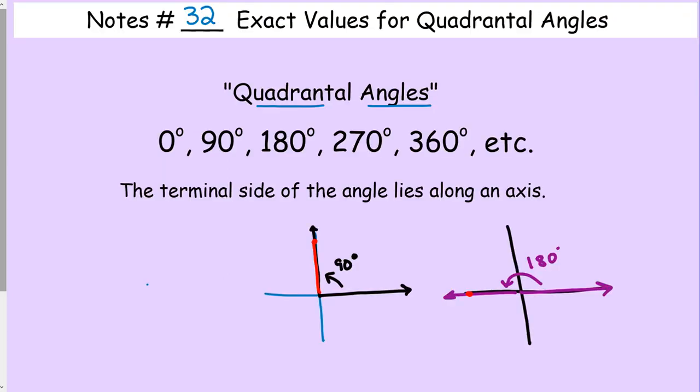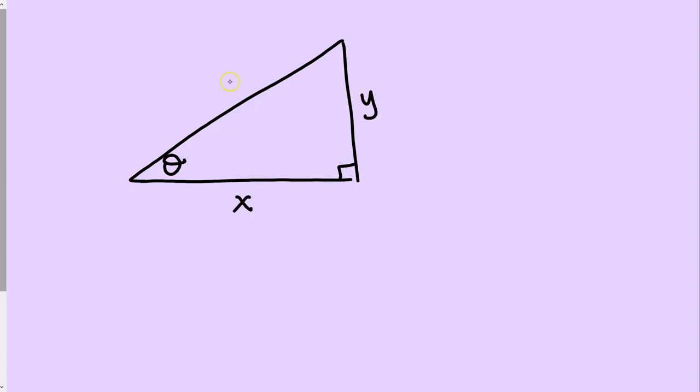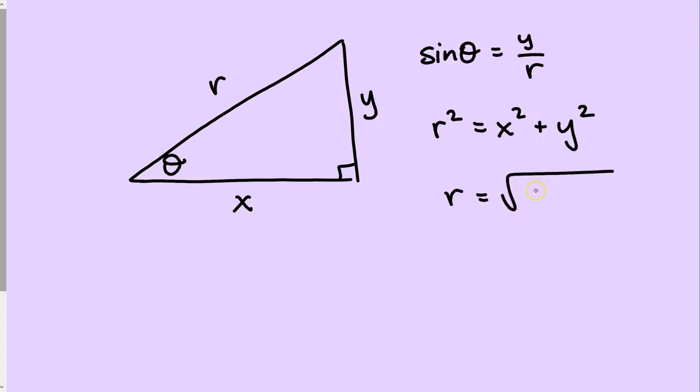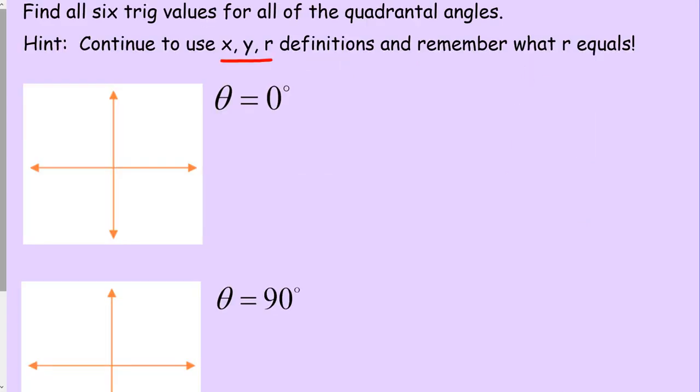So let's review the xyr definitions. So you have a right triangle, and you have angle theta, and adjacent to theta is x, and opposite theta is y, and then r is on the hypotenuse. So remember, sine theta is y over r, etc. We have all the different ratios for all the functions. And also remember that r squared equals x squared plus y squared from the Pythagorean theorem. So r is the square root of x squared plus y squared. And r is always positive, even though x may be negative if you're going left and y may be negative if you're going down. So we're going to use those ideas to help us with these problems today.